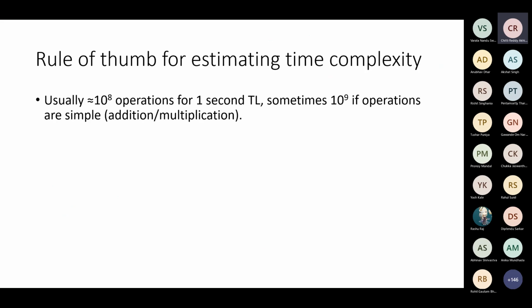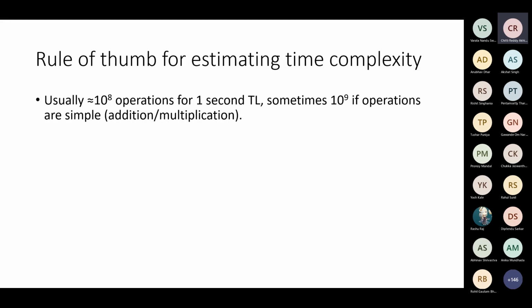Okay, next slide. We want a rule of thumb for estimating what time complexity is good for our program. Usually, if our program makes around 10 to the power 8 operations, it can be 1.25 times 10 to the power 8; if it's a little bigger, it doesn't matter. Usually around 10 to the power 8 operations for a 1 second time limit.